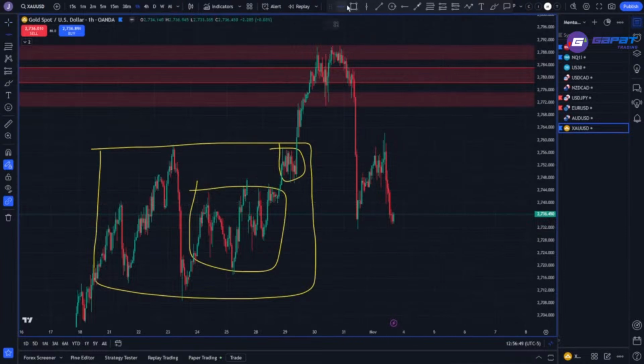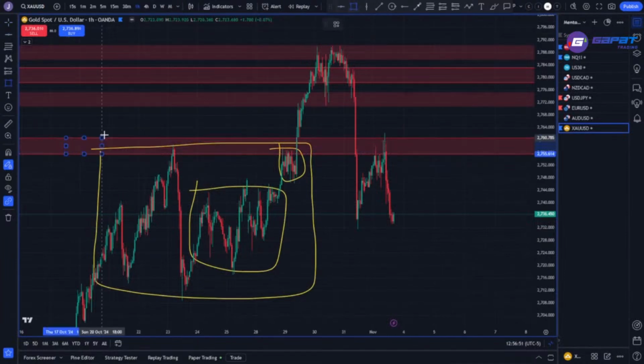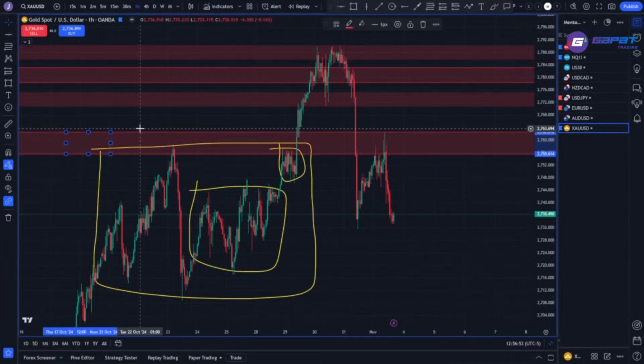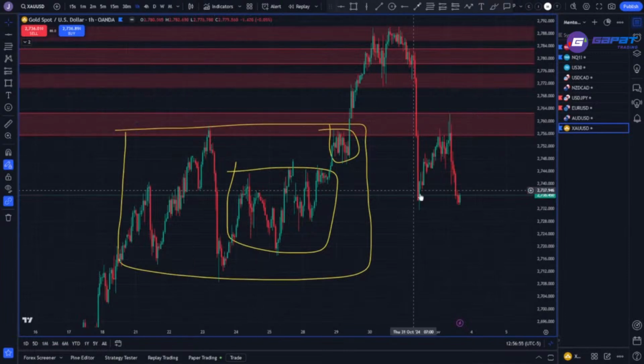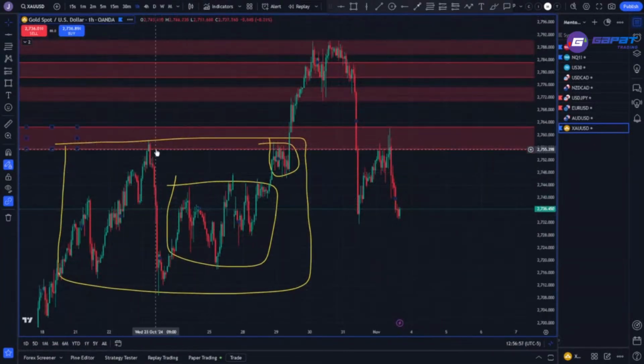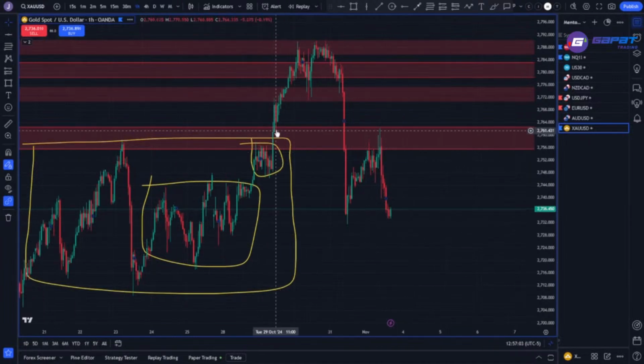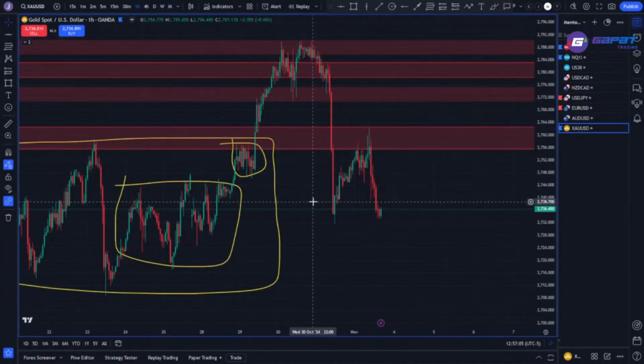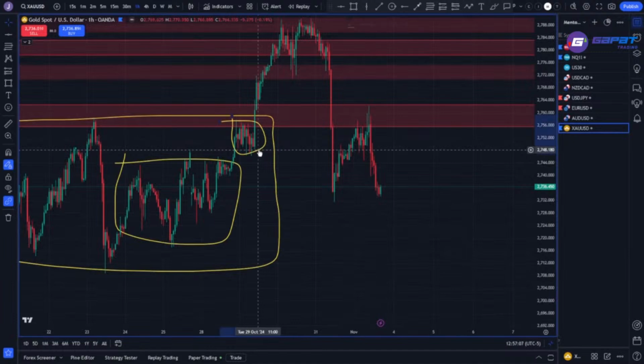Okay, the next level will be right here. This is going to be a very important level. Balance area high of the bigger range, of the smaller range, and the recent pullback that had directional movement. Also, previous support. Good spot.